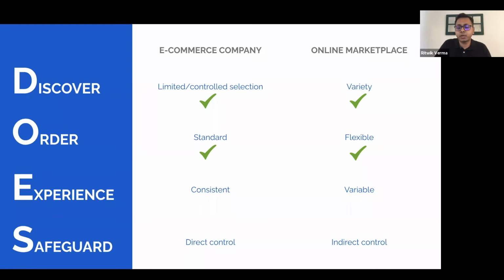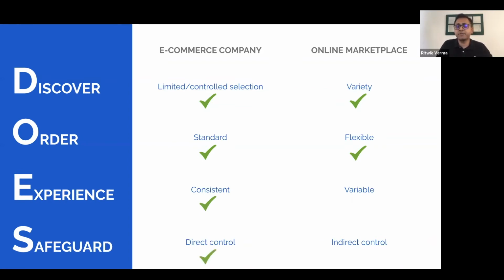So there is more certainty of a consistent experience, whereas on the marketplace side, the certainty is not as high because the experiences could vary based on who you are dealing with. On the safeguard side, since e-commerce companies have direct control over the experience and the policies that you interact with, the certainty is high as well. And on the online marketplace side, because of the indirect control, the certainty is not as high.